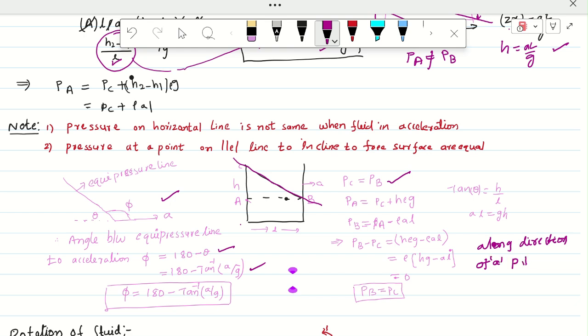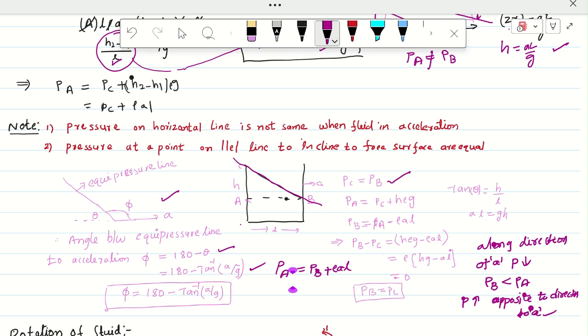Along the direction of acceleration, the pressure decreases. That means PB is less than PA. PA is more, meaning opposite to the direction of acceleration, the pressure increases. That means at point A the pressure is more than at point B. So PB is equal to PA minus rho aL, that is, PA is equal to PB plus rho aL. That means PA is more than PB. So how much PB, I will tell.